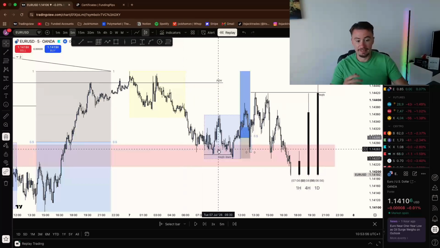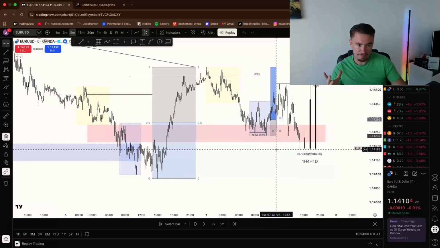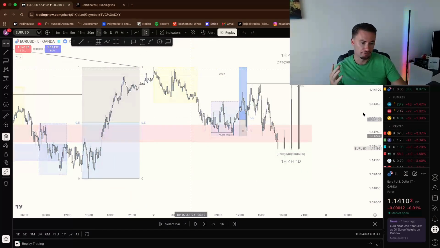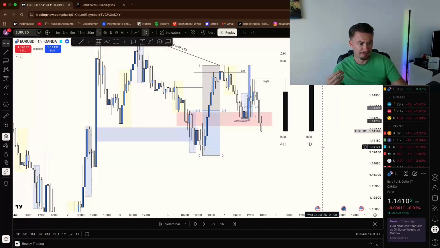So yeah, that's basically the trade. I don't know whether or not I'm going to trade for the rest of the week, because I don't think we're in that good of a place at the moment. So I'll have to wait and see.